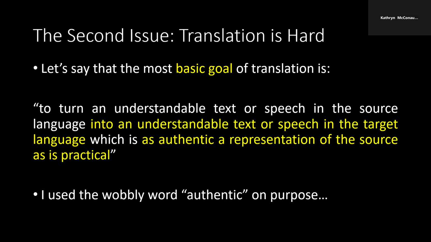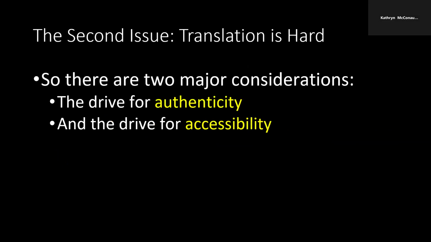Now, why do I choose the word authentic? This is a very wobbly word, and I choose it with care because we're doing a wobbly thing. So basically, in translation, there are these two major considerations. There's the drive for authenticity, trying to accurately represent what was going on in the original language. And there's the push for accessibility, trying to make sure that we're ending up with an understandable result.